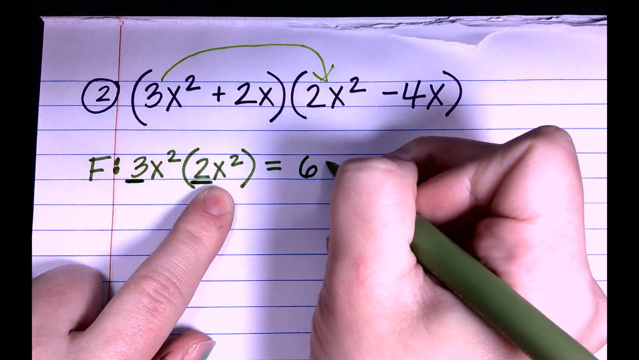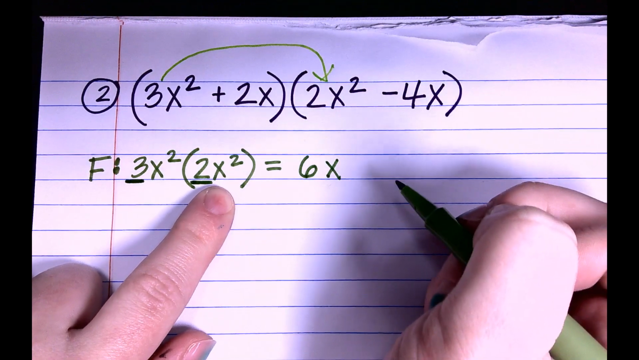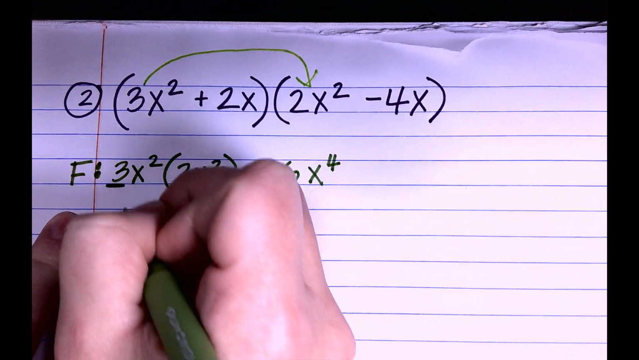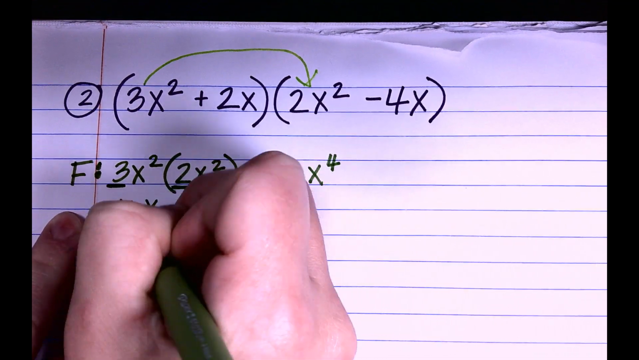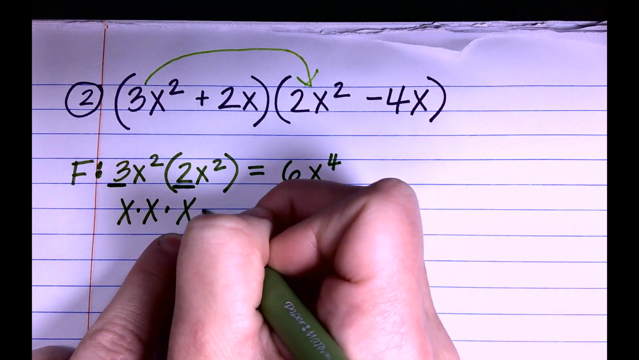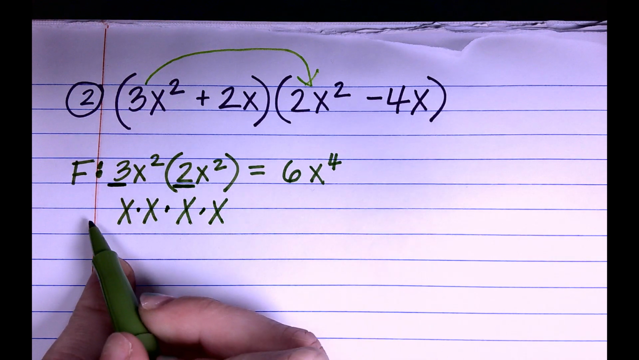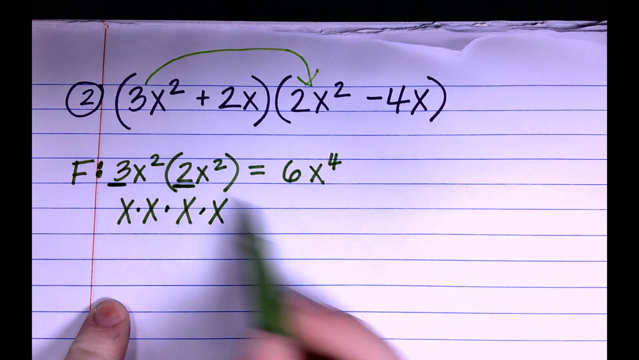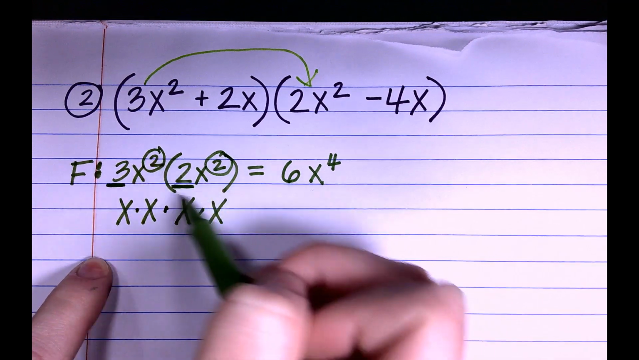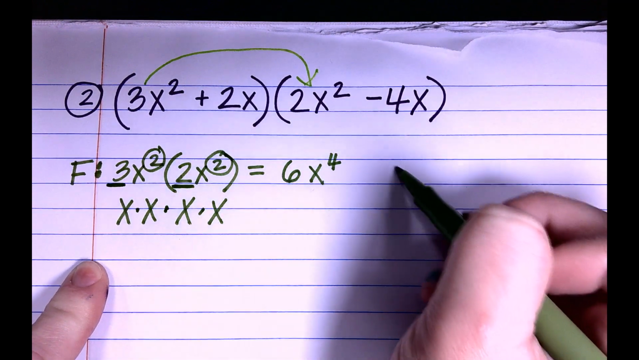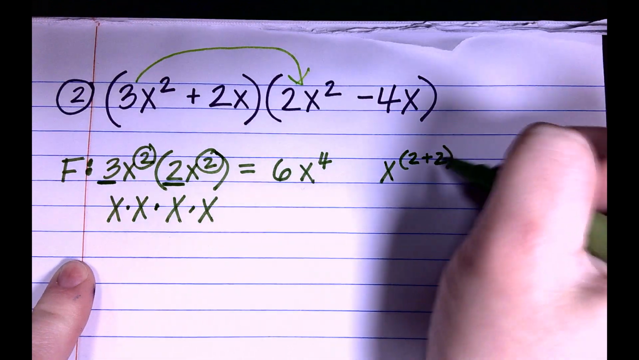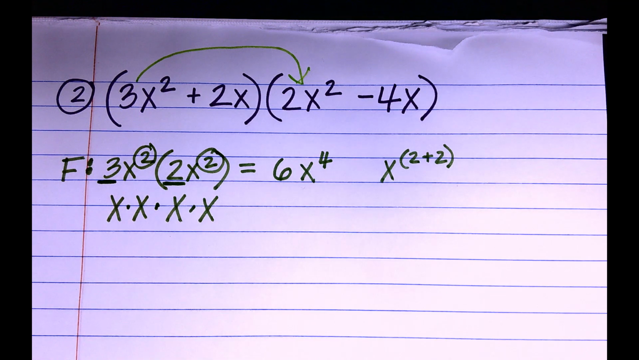Now I have x squared times x squared. What's that going to give me? X to the fourth power. And we're getting x to the fourth power because x squared just means x times x, and we're multiplying that times x squared again, x times x. If we counted all the x's, we would see that there's 4 total. So we're just adding the numbers. X squared times x squared is x to the 2 plus 2, which is x to the fourth. That's how we got that one.